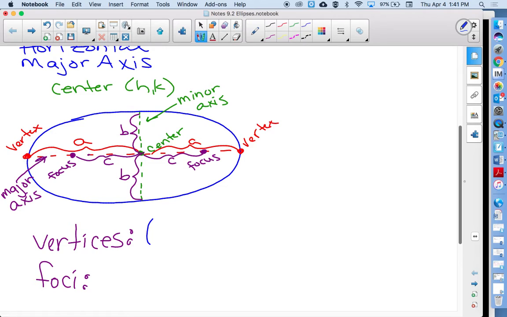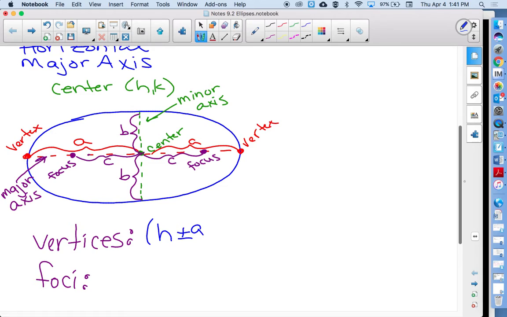Oh, H and K. It could be 0, 0, but it's going to be H and K. So if we start at the center, Chelsea, what do you have to do to get out to the vertex? What are we adding to get there? Oh, like H plus an A. Yeah, H plus an A. Or if I go the other way, I could have H minus A.